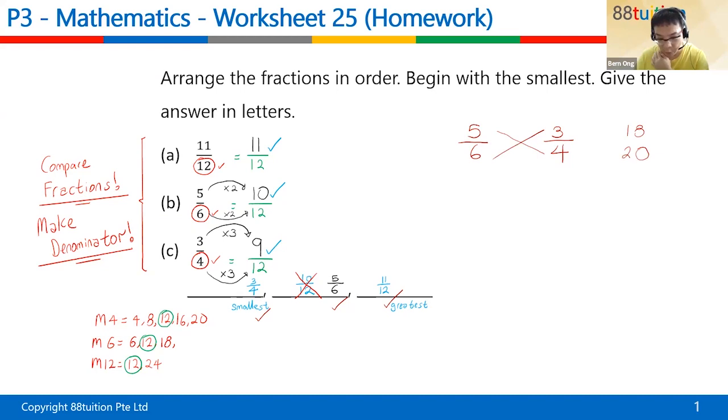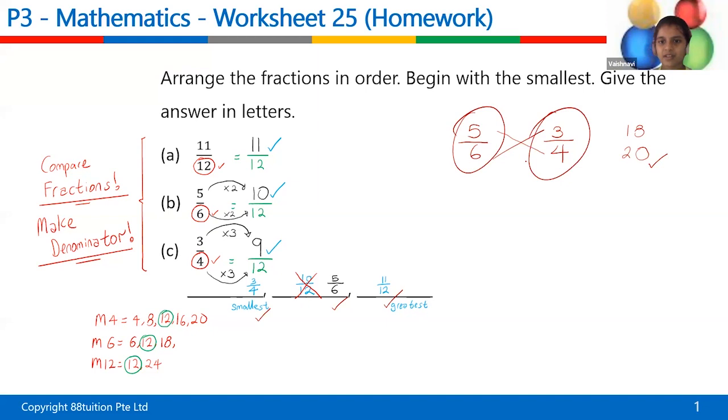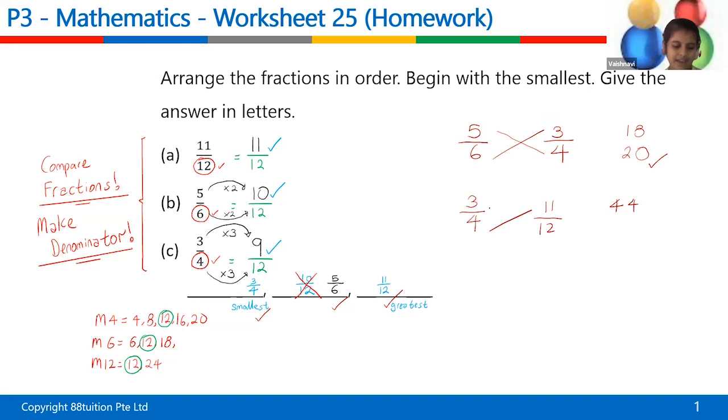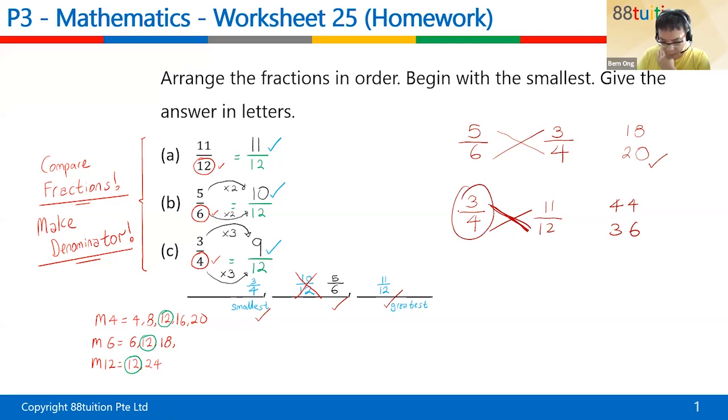Then in this case, who is the bigger one? 20 is the bigger one. So 20 is the bigger one, means which one? Is this one bigger or this one bigger? So 5 over 6 is bigger because of the 20. Then another comparison, what do you do? Then you do 3 out of 4 because it's small, with 11 out of 12. Then you cross multiply again. So this is 44, and this one is the other one, 36. So if this one comes down, means that this one is smaller.